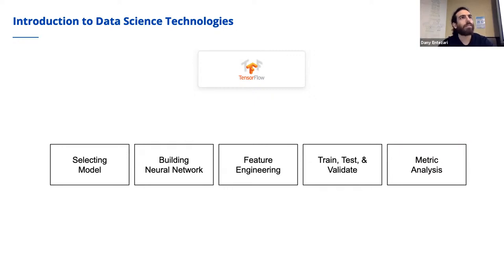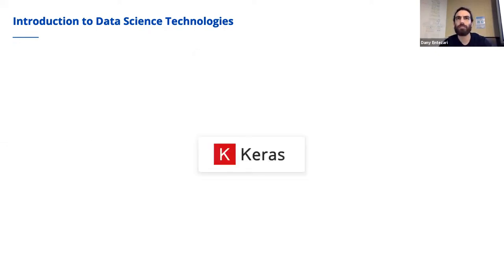And still, as a programmer who does understand these concepts, it's still not the easiest library to work with. Enter Keras. Anyone heard of Keras? No one heard of Keras? Keras is like TensorFlow Lite.